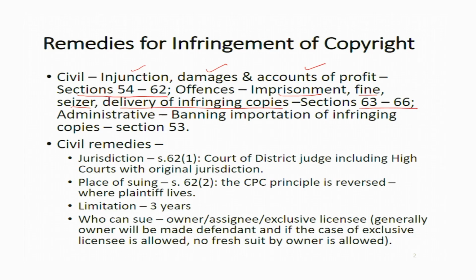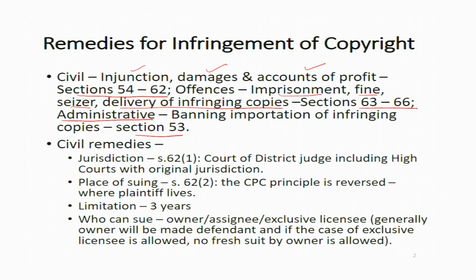So, after civil remedies and the chapter on offences, the third thing which I will discuss is what we call an administrative remedy for infringement. This is contained in section 53, and this provision bans importation of infringing copies. So, this is what we propose to discuss: civil remedies in 54 to 62, offences in 63 to 66 and banning importation of infringing copies, which is an administrative remedy contained in section 53.